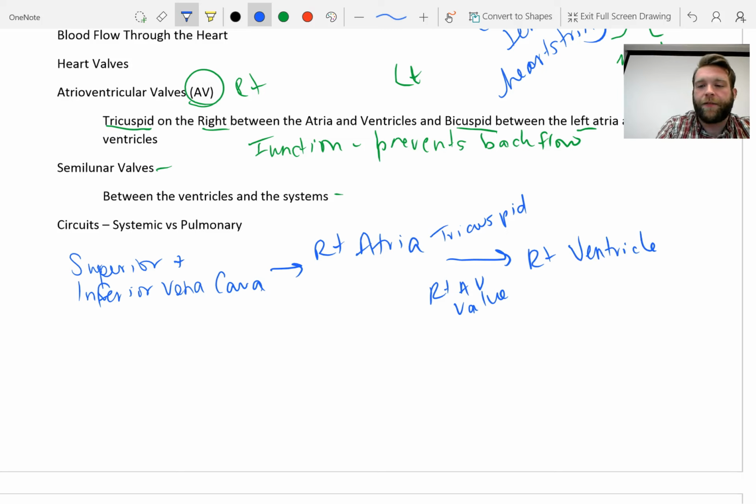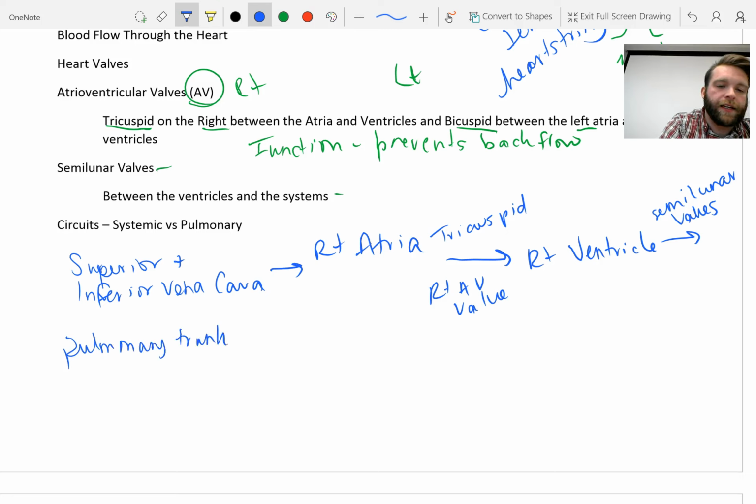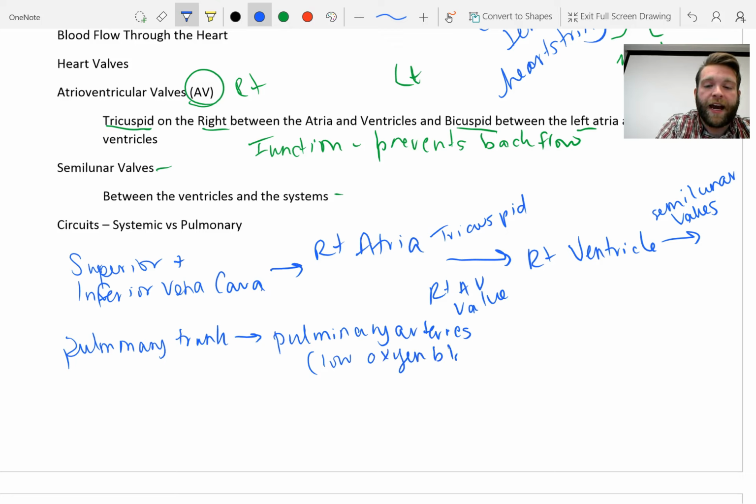So once we get to our right ventricle, then the blood is going to pass through one of the semilunar valves, and from there it's going to pump itself into the pulmonary trunk. Okay, so the pulmonary trunk comes out of the right ventricle. From there, it's going to go through the pulmonary artery. Remember, arteries are leaving the heart. And the other thing about the pulmonary artery is that this is low oxygen blood, right? Low oxygen blood. It doesn't have a very high amount because it hasn't reached the lungs yet.